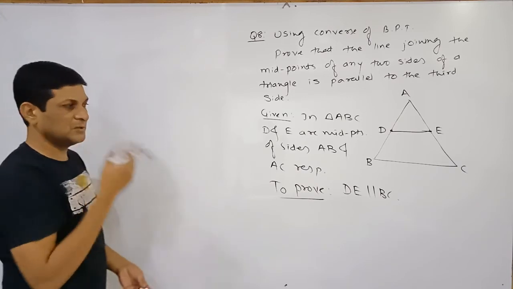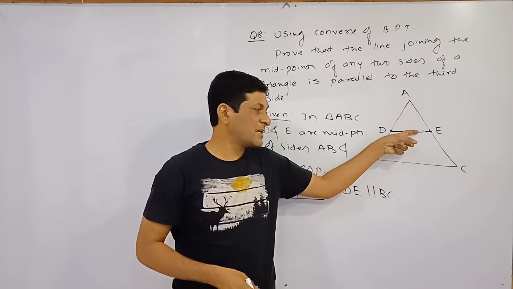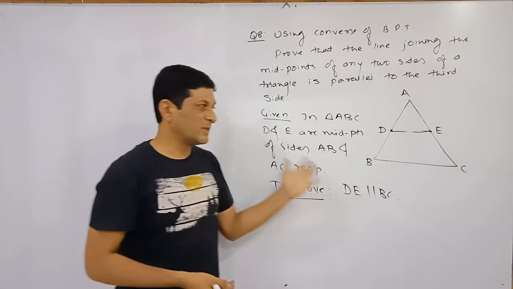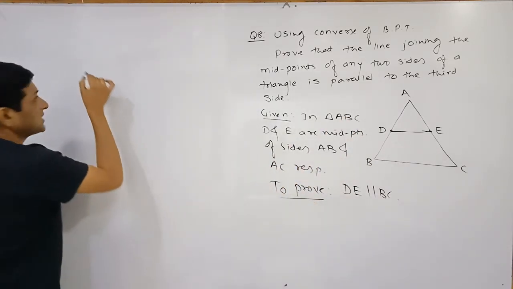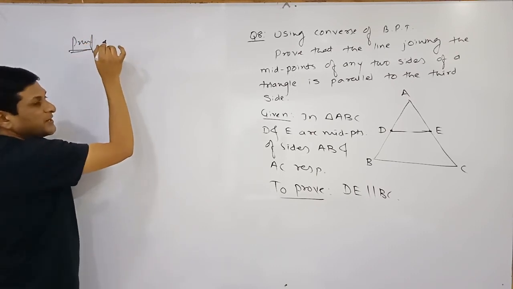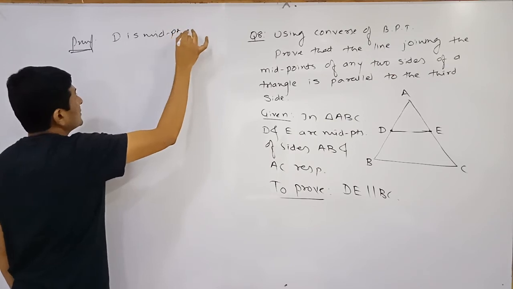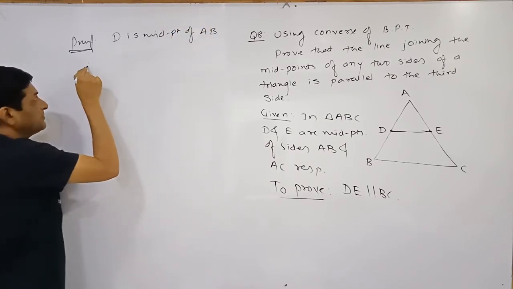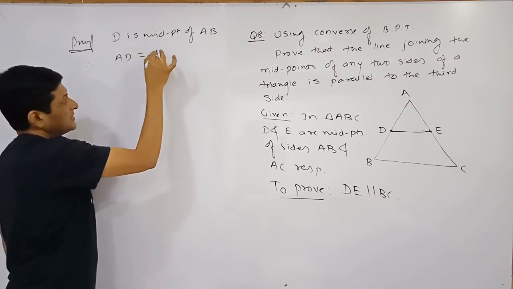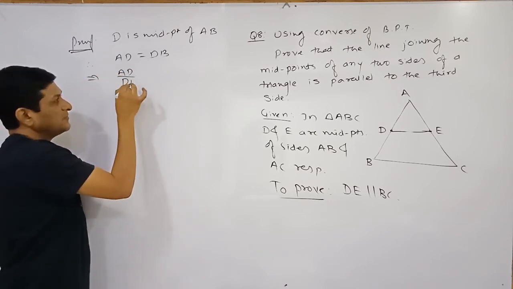So let us try to prove it using converse of BPT. We know that using converse of BPT, we are able to show that such a segment is parallel to the side. We just have to show that the ratios are equal. So let us make use of the given condition to show that the ratios are equal. First condition: D is the midpoint of AB. It is given to us. If D is the midpoint of side AB, then AD will be equal to DB. Therefore AD upon DB equals 1.